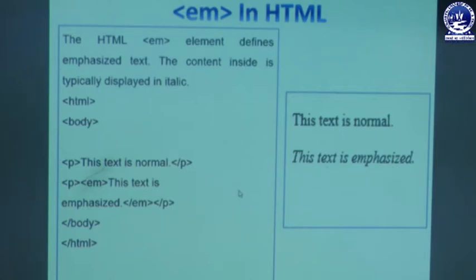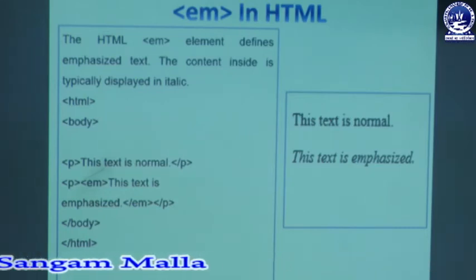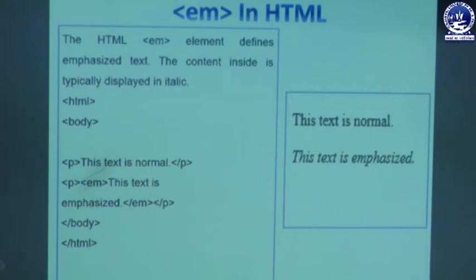You can see that the I tag reflection and the EM tag reflection is similar, but actually it depends on the user whether he or she wants to emphasize the text or they want to simply print the text in italics format. So in this way you can change the format of the text from italics to EM. You can see that the P tag is followed by EM tag, that means the text is emphasized has been reflected in italics. So the first paragraph and the second paragraph have a difference between them.